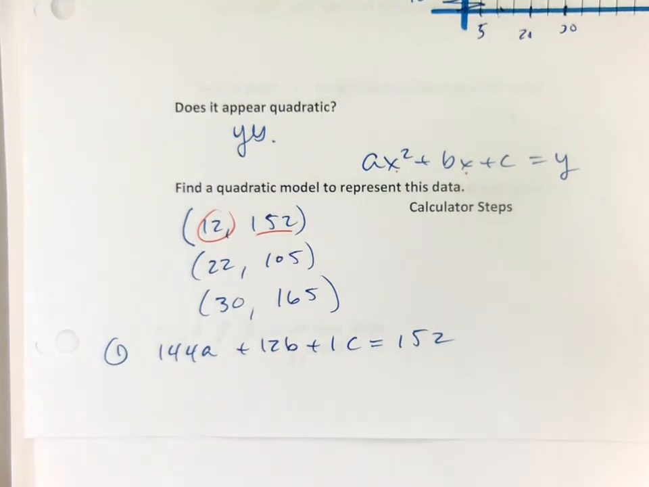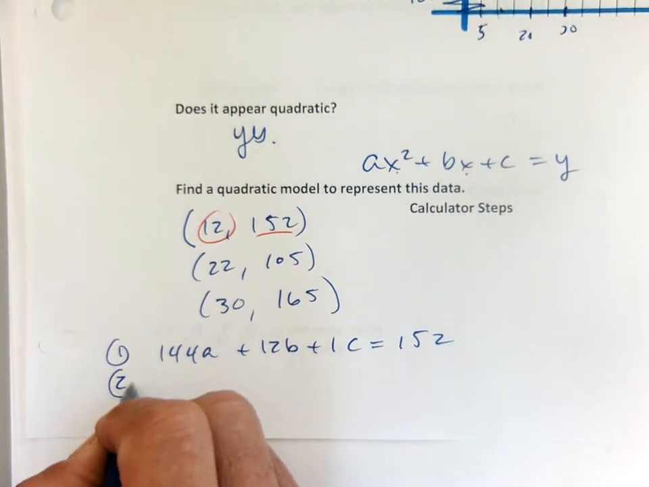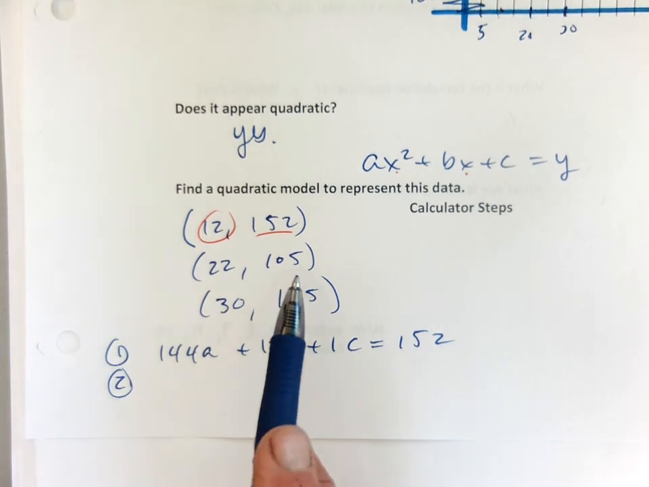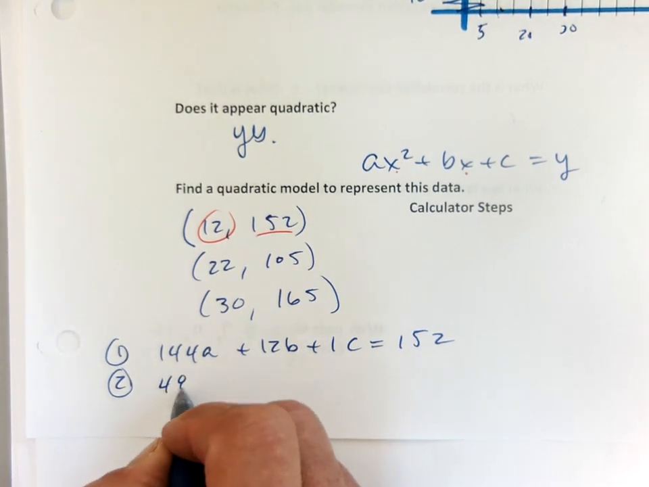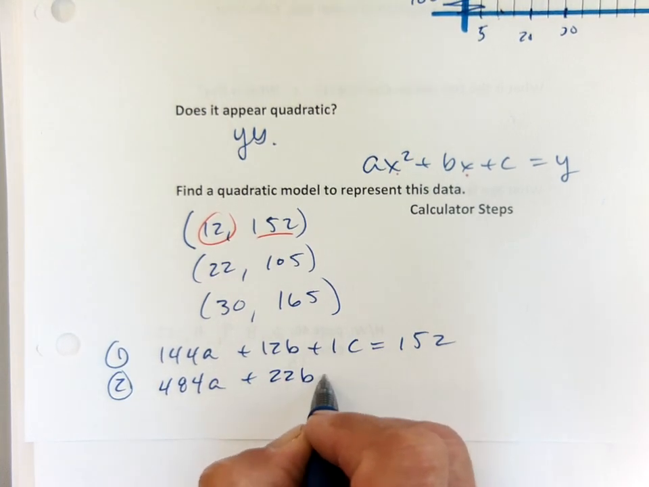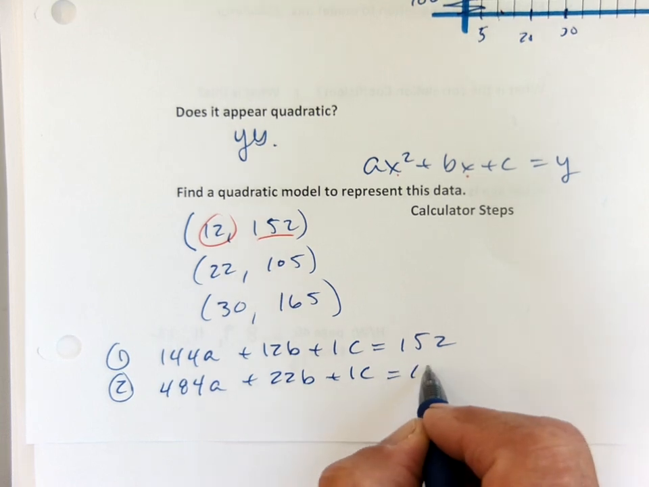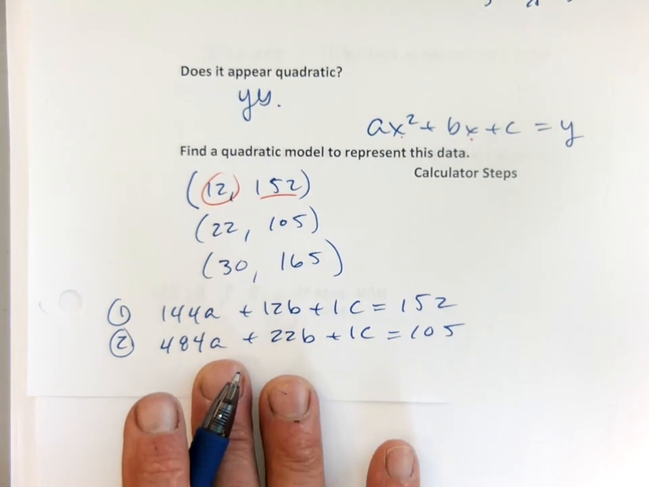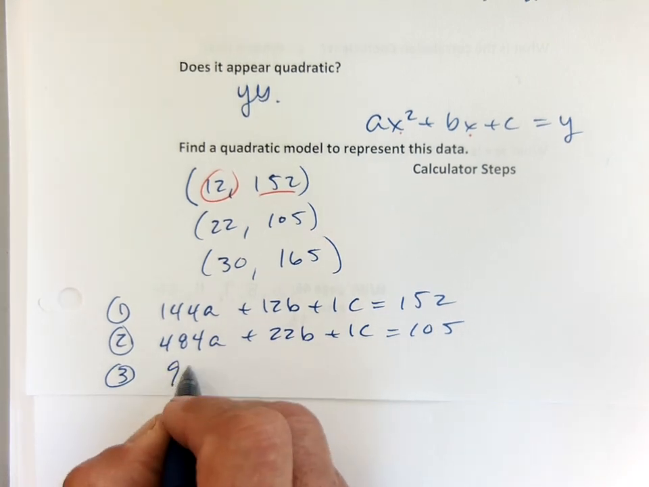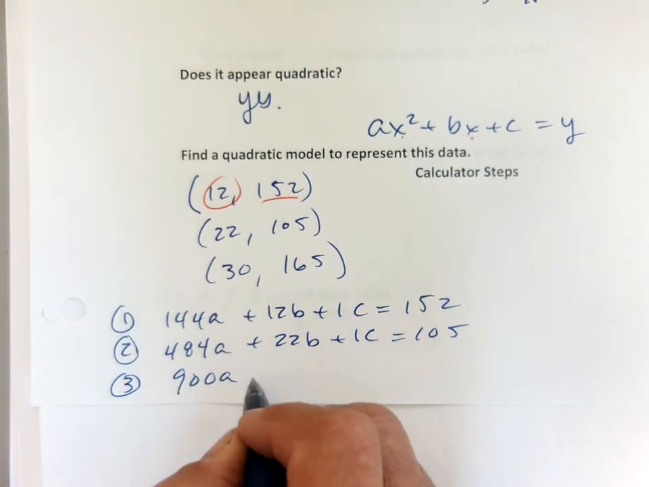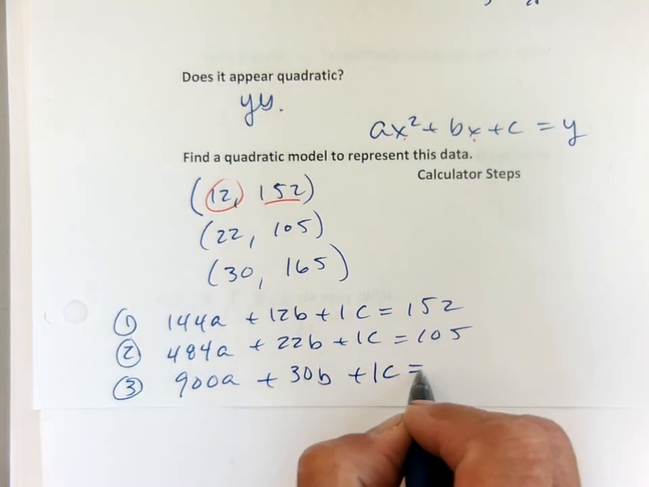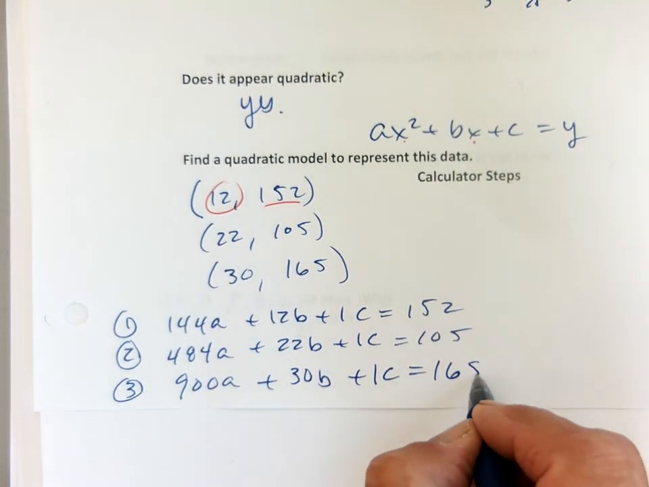We created an equation 2 by plugging 22 in for x and 105 in for y, and we wound up with 484a plus 22b plus 1c equals 105. And we created equation 3, 900a plus 30b plus 1c equals 165.